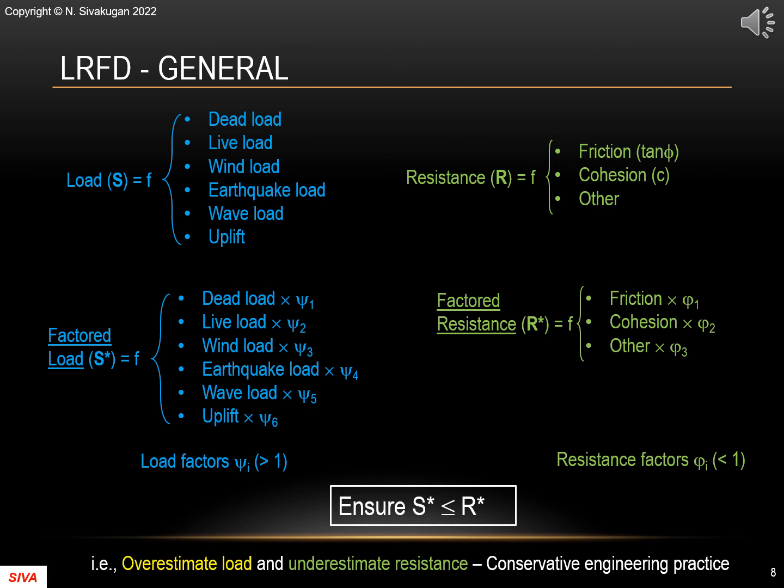In the standard LRFD, load is denoted by S and resistance by R. The factored load S** is computed using dead load, live load, wind load, earthquake load, etc. which are multiplied by their appropriate load factors greater than 1. The factored resistance R** is computed from the analytical expressions, using reduced values of cohesion, friction angle, etc. Here, we multiply by the resistance factors which are less than 1. The design is satisfactory when S** is less than or equal to R**.